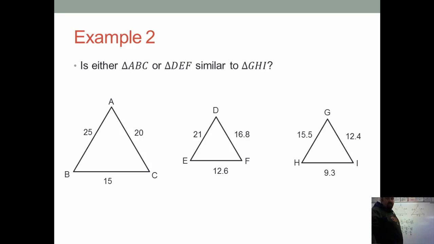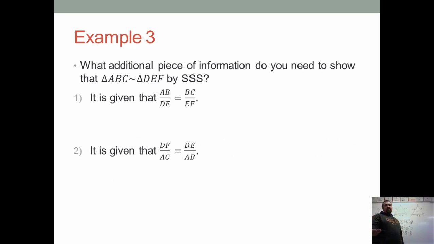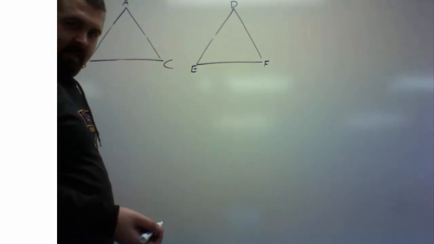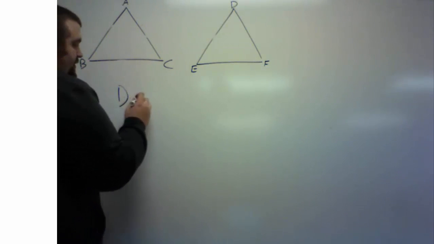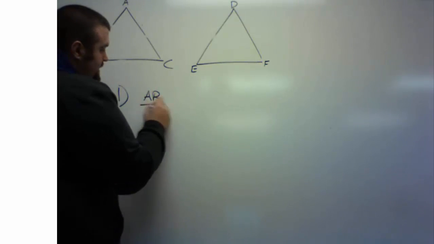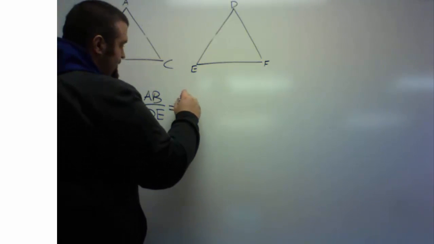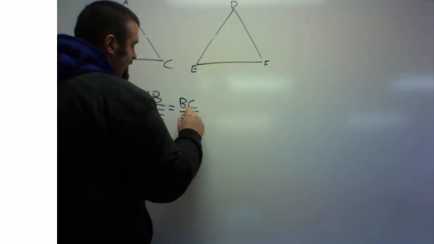All right, for the next thing that we need to talk about, we are going to do another example. What additional piece of information do you need to show that triangle ABC is similar to triangle DEF? Well, it just so happens I have some information already up here. So let's keep some of it. In the first one, I'm told that segment AB to DE equals segment BC to EF.